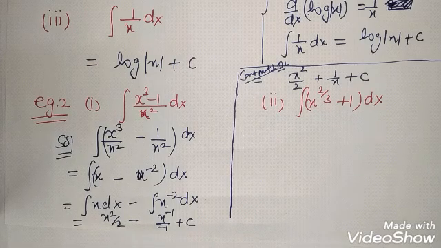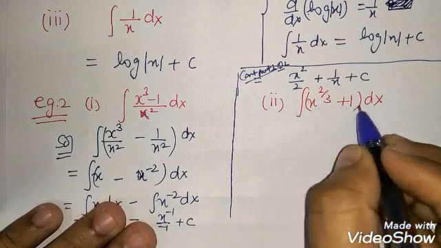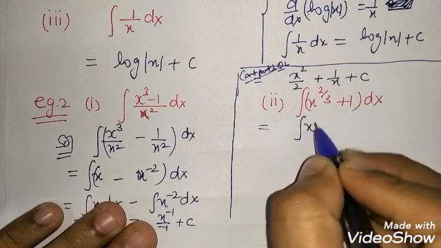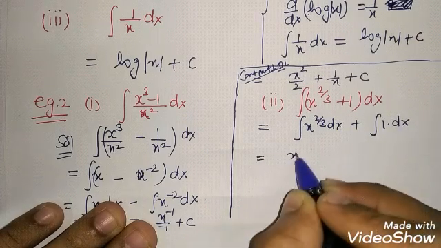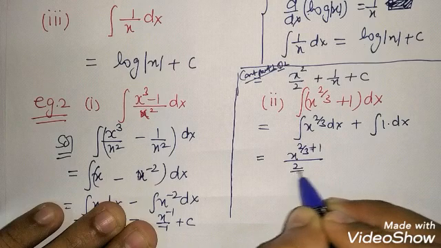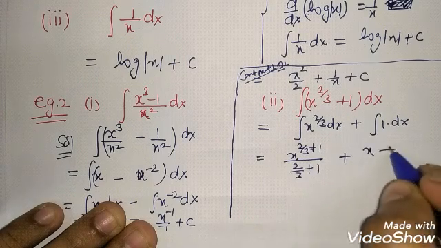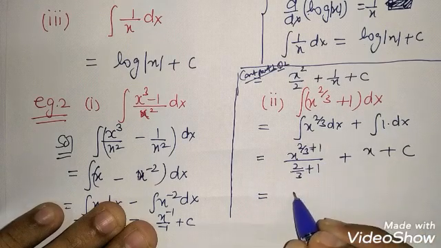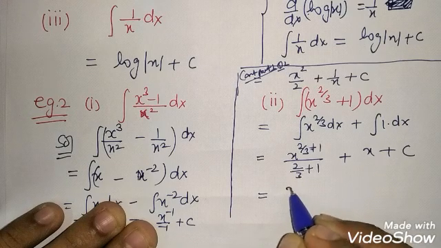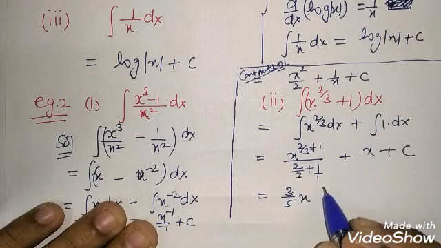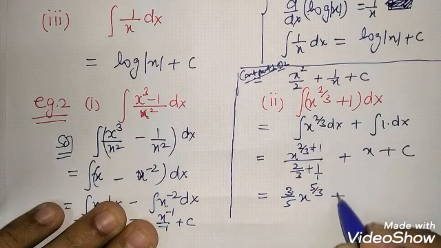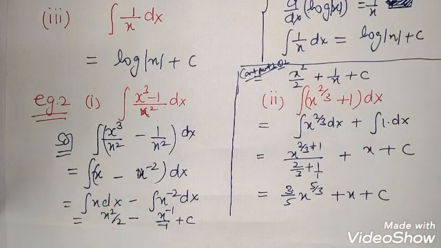Very easy to calculate, you can say. You have to write plus c, as you know this is integral. Next part, x to the power 2 by 3 plus 1. This is integration of x to the power 2 by 3 dx plus integration of 1 dx. Simply you can say x to the power 2 by 3 plus 1 upon 2 by 3 plus 1, plus x plus c. If you calculate it, this seems to be 3 by 5 as it is being reciprocated in the numerator, and this is x to the power 5 by 3 plus x plus c. Required answer. Hope you're getting this.